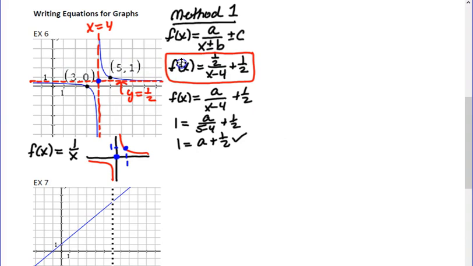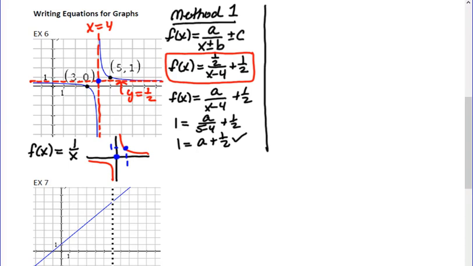Also, if I put 3 in for x, I would have 1/2 over negative 1, which is negative 1/2. Negative 1/2 plus positive 1/2 equals 0, and that's what I get for this point. So that's method 1.